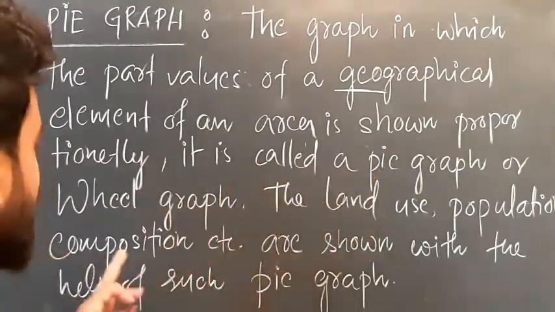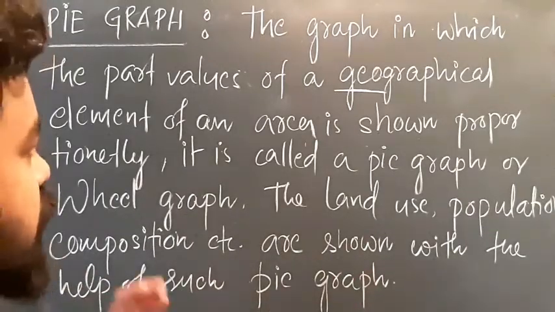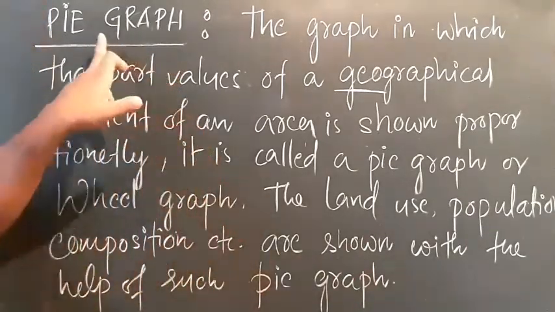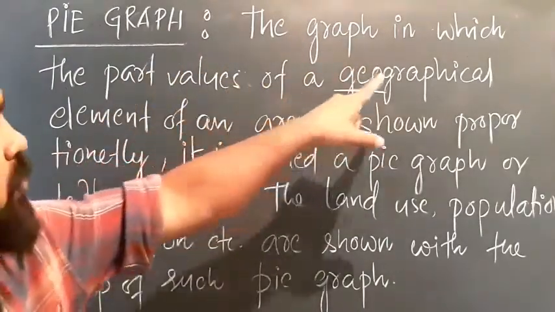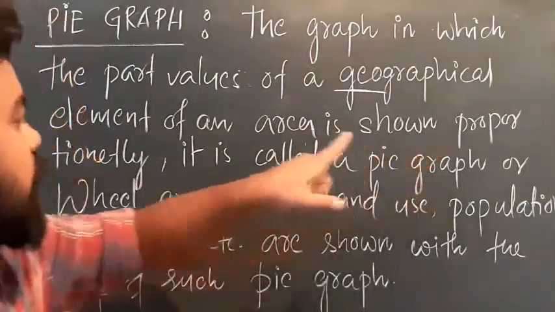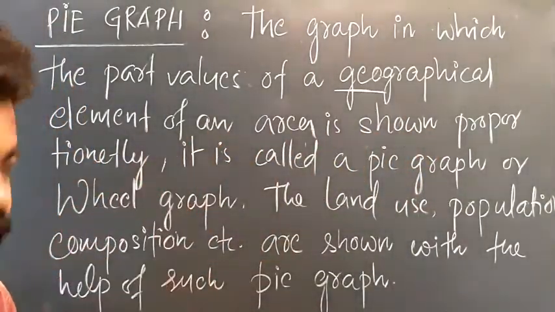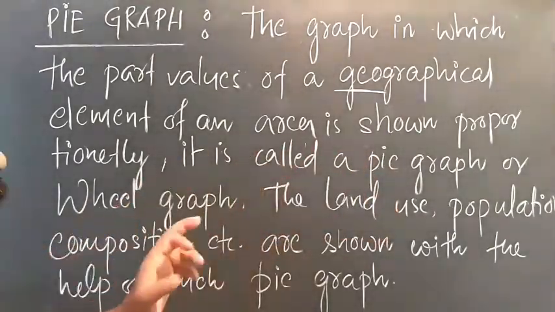The land use, population composition, etc. are shown with the help of such a pie graph. So again I am repeating: a pie graph is the graph in which the part values of a geographical element of an area are shown proportionately, that means into different parts. It is called a pie graph or wheel graph. Wheel graph means pie.